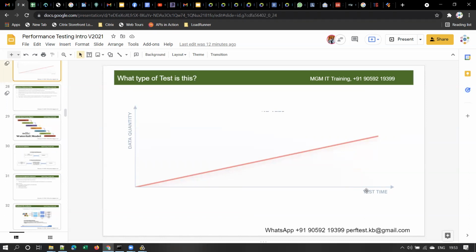Please remember that you should always represent time on the x-axis and the other metric on the y-axis. Time should always be represented on the x-axis only. So shall we move to the next slide, guys, if you don't have any queries here? Yes, sir. We'll move to the next slide.